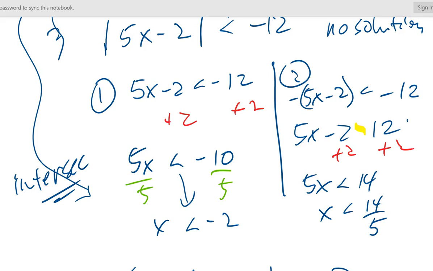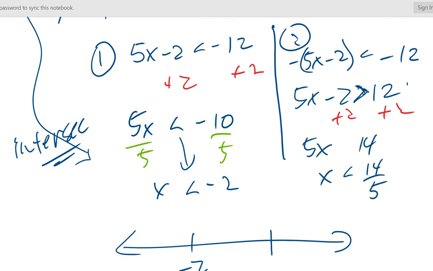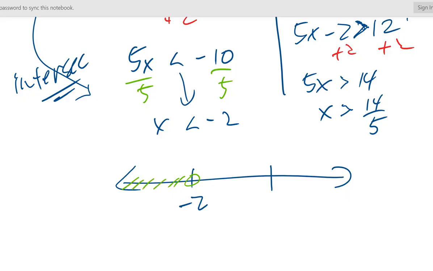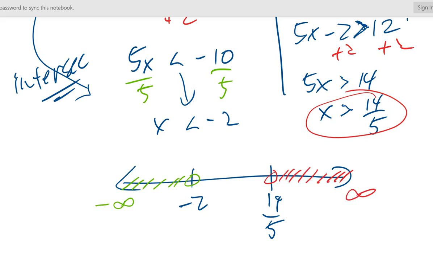Oops, let me get the right color. This has to be a greater than sign. And then this is a greater than sign, and this is a greater than sign here. Okay, so now we're at x is less than 2. We'll do that in green, all the way down to negative infinity. And then in red, I'll do x is greater than 14 over 5. Here's 14 over 5. So greater than 14 over 5 is over here, all the way to infinity.